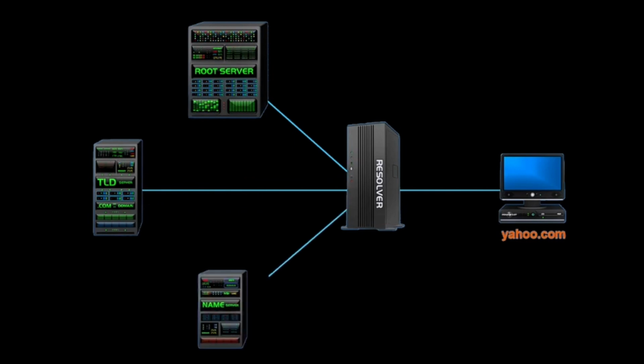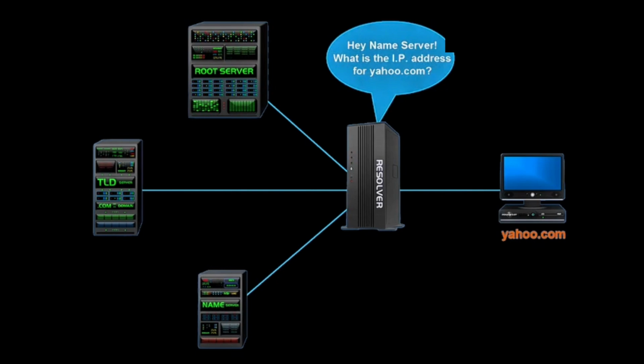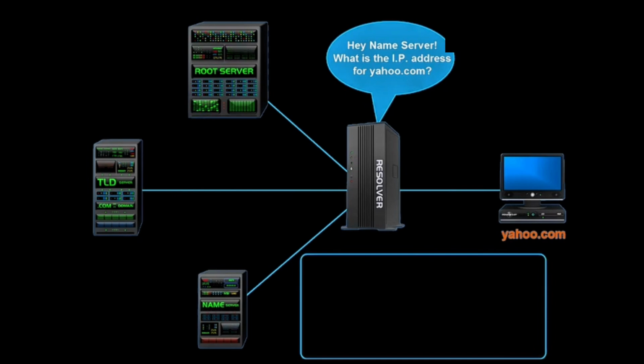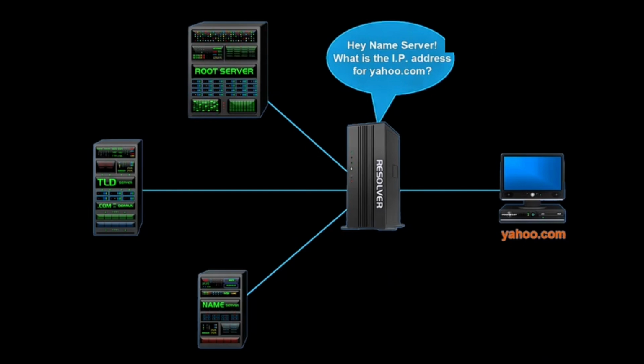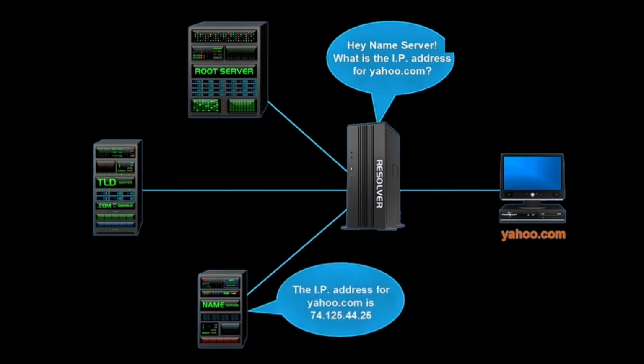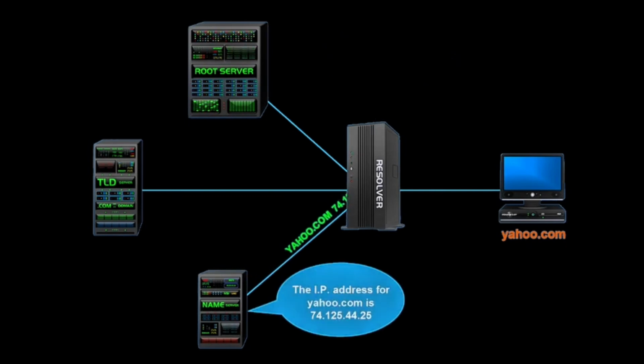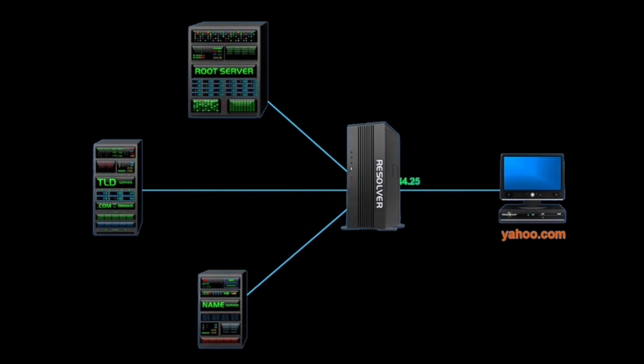Once again, the resolver will now ask the authoritative name server for the IP address for yahoo.com. The authoritative name server or servers are responsible for knowing everything about the domain, which includes the IP address. They are the final authority. So when the authoritative name server receives the query from the resolver, the name server will respond with the IP address for yahoo.com. And finally, the resolver will tell your computer the IP address for yahoo.com, and then your computer can now retrieve the Yahoo web page.